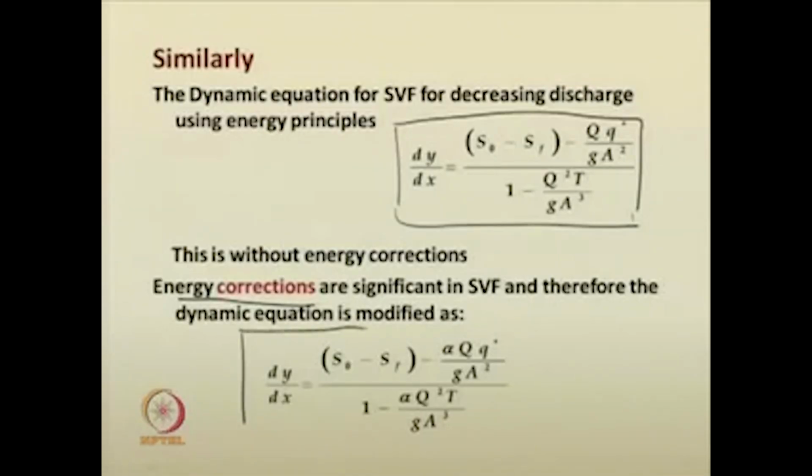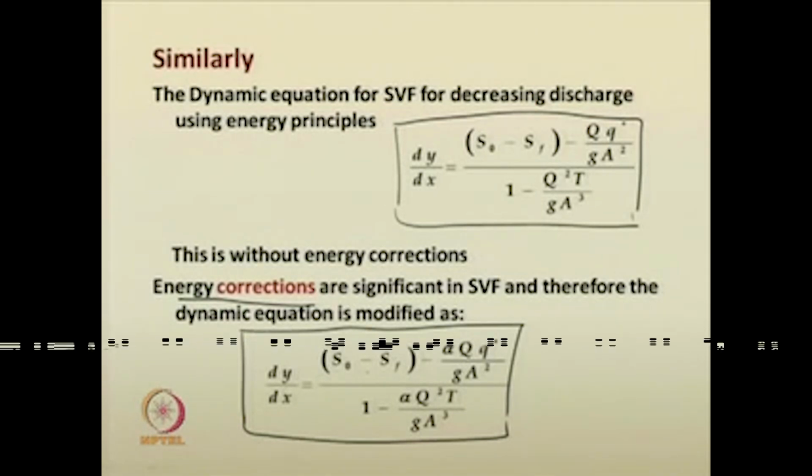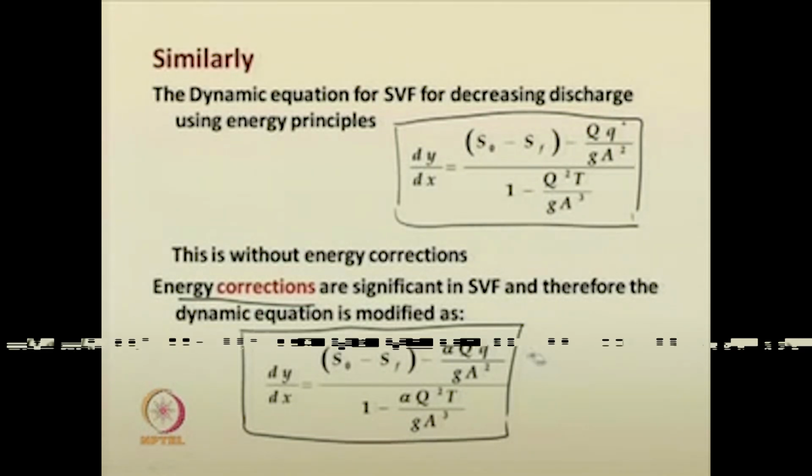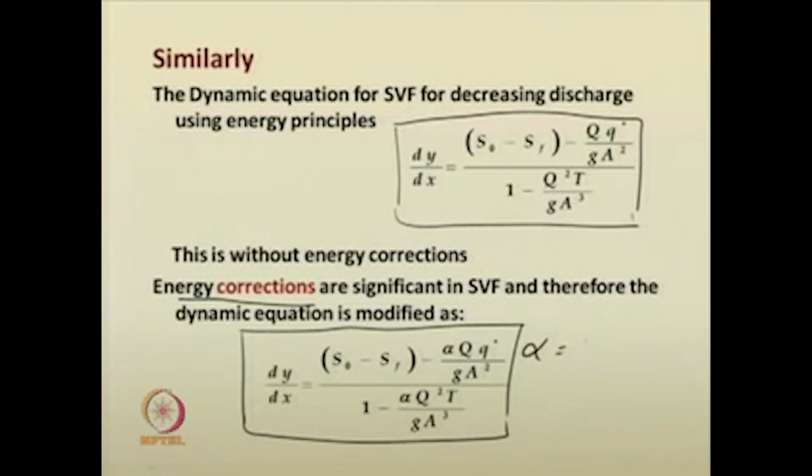Therefore, with the energy correction factor, the dynamic equation can be specified as given here: dy by dx is equal to S0 minus Sf minus alpha Q Q star by g A square, the whole thing divided by 1 minus alpha Q square T by g A cubed, where alpha is the energy correction factor. I hope you recall these factors; we had studied them in detail in module 1.